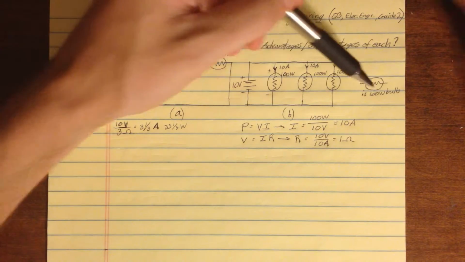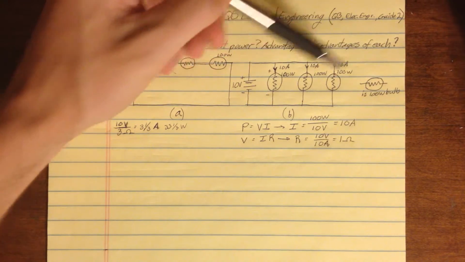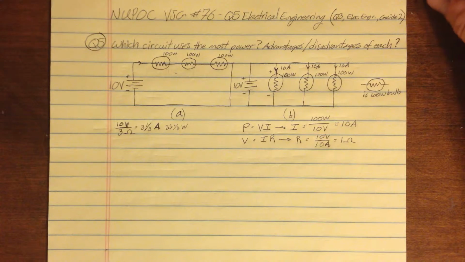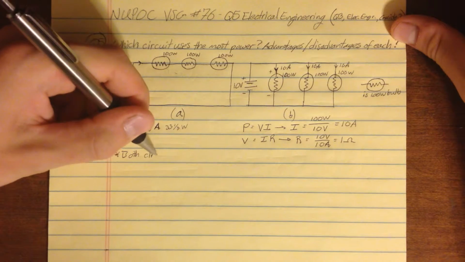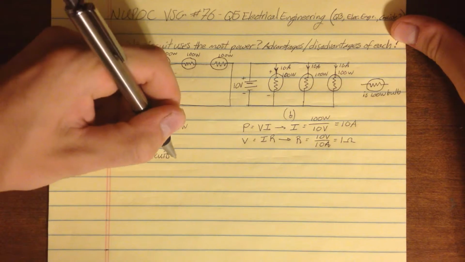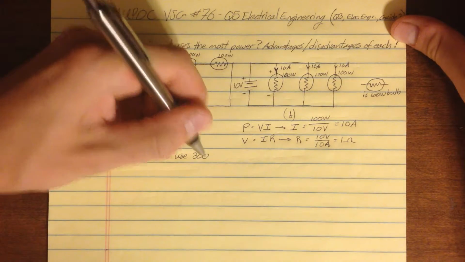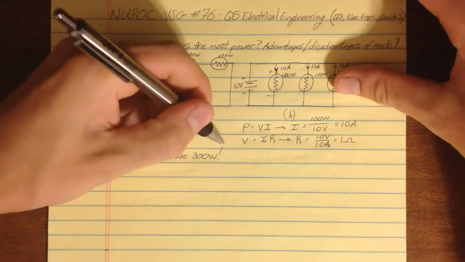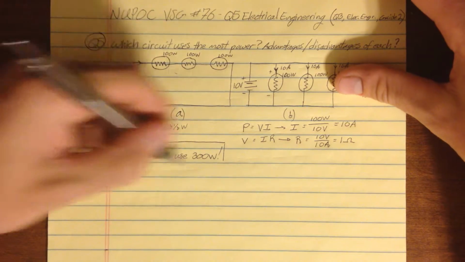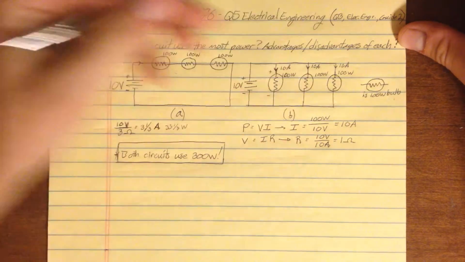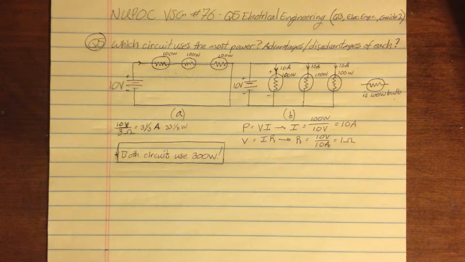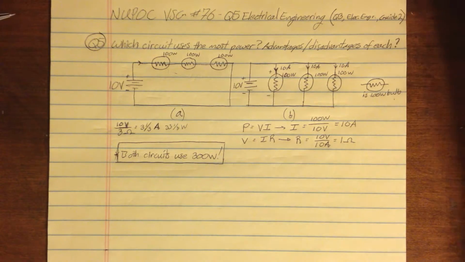So when we assume that, if this is defined as a 100 watt bulb, and we have 3 of them in each circuit, then the answer to the first part of this question is both circuits use 300 watts. So it's almost like a trick question, right? Because they've gone ahead and defined this symbol as 100 watts. So it's going to have a different resistance in both cases. It's not the same bulb, but it will be 100 watts in both cases. So neither of them uses more power. They both use 300 watts.